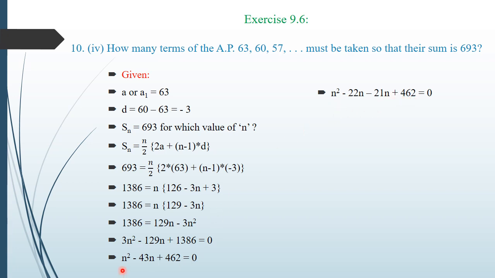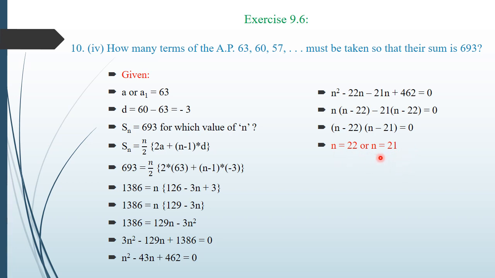This way we have split this equation. Now taking n common in the first two terms, it will be n into n minus 22, and minus 21 common in these two terms, so it will be n minus 22 again. Now taking n minus 22 common from these two terms, I'll get n minus 22 into n minus 21, that is equal to 0 here. Now I'm getting two values: n is equal to 22 or n is equal to 21.